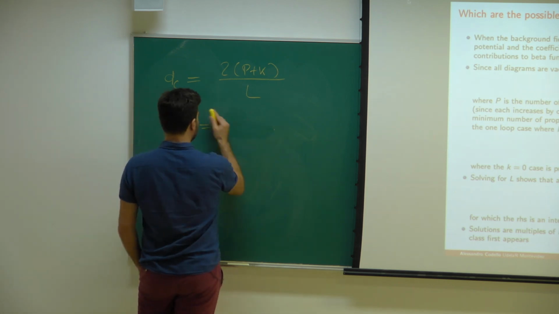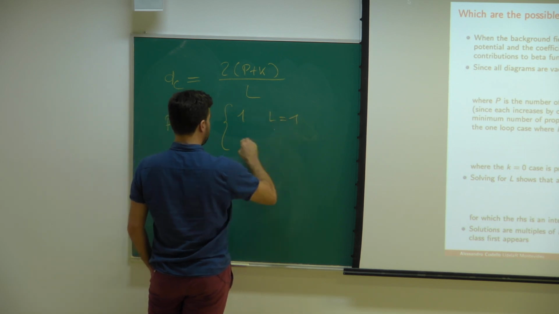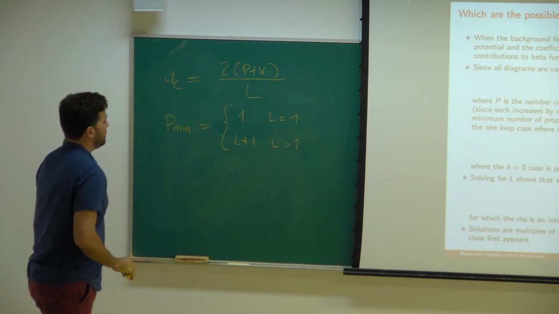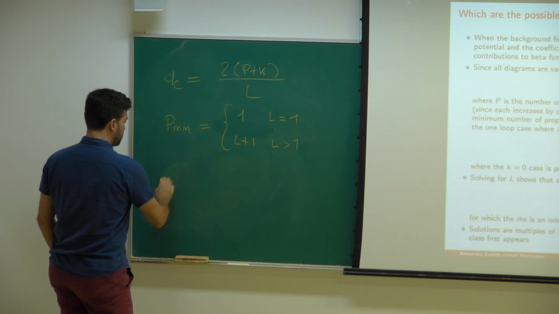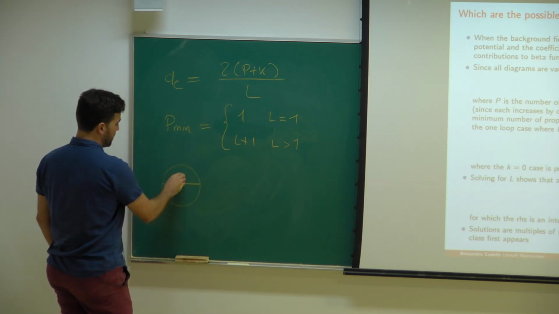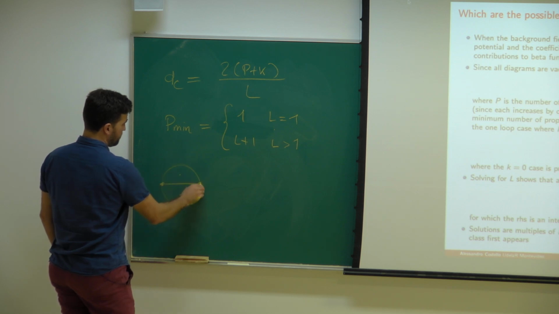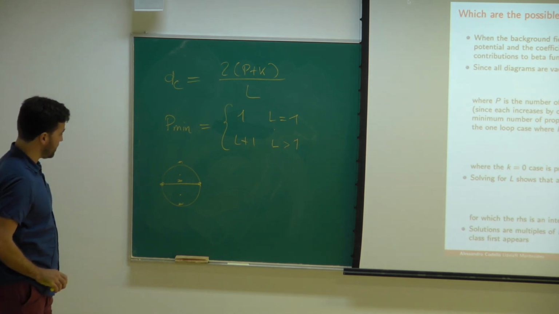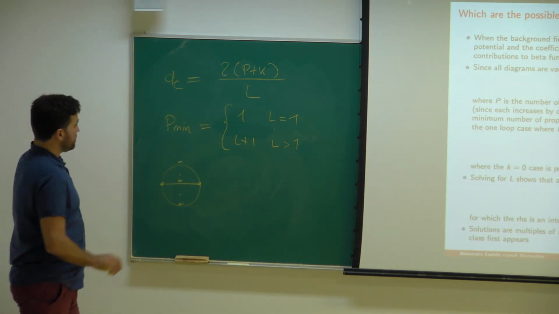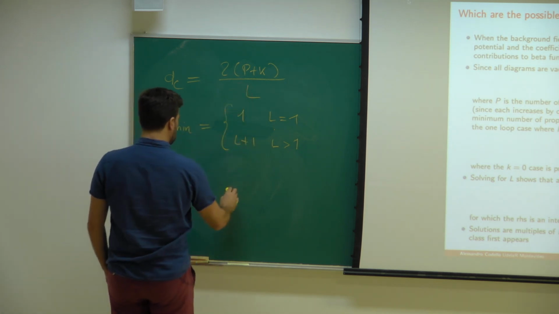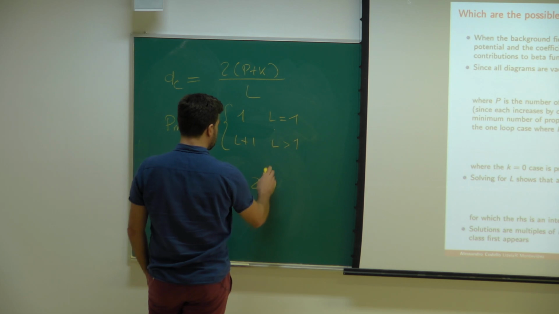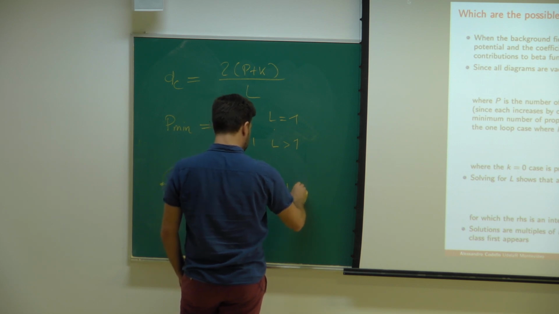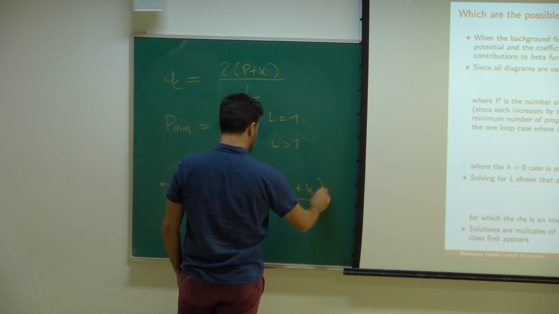So P minimal is equal to 1 if L is equal to 1, otherwise if L is bigger than 1, okay? Because for example, in this diagram, where L is 2, you see that the number of propagators is 1, 2, and 3. This is the one that has the highest number here. So if we insert this inside here, we're going to have 2 times, and then we have L plus 1 plus K divided by L.